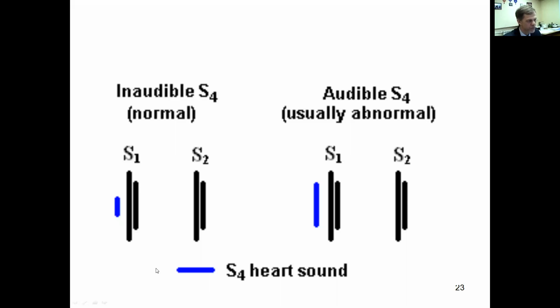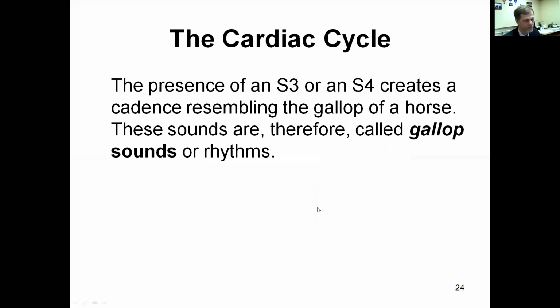Again, on the picture, this is S1, S2. S4 happens just before S1. And again, normally it's inaudible, we can't hear it. When it becomes bigger, with higher amplitude, we can hear this, and we talk about an audible S4. Again, S3 happens here after S2. S4 happens just before S1. So the presence of S3 and S4 creates a cadence resembling the gallop of a horse, and these sounds are called gallop sounds.